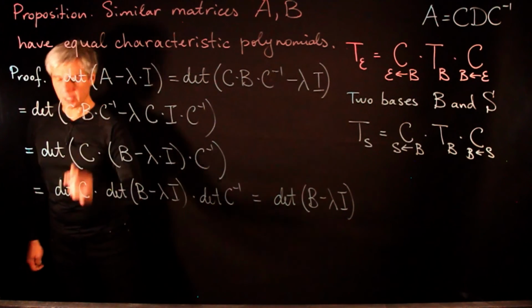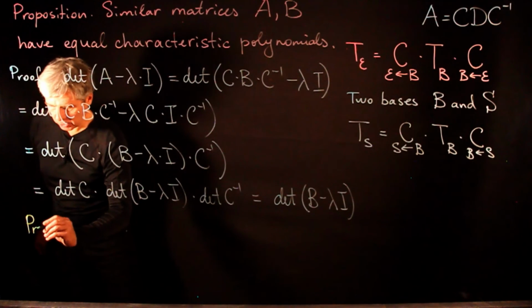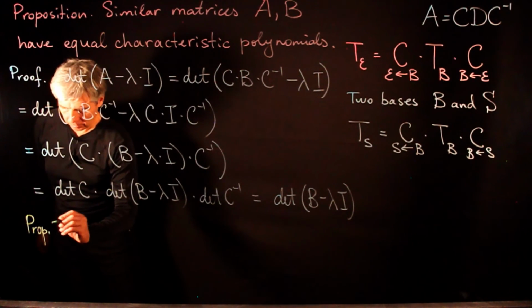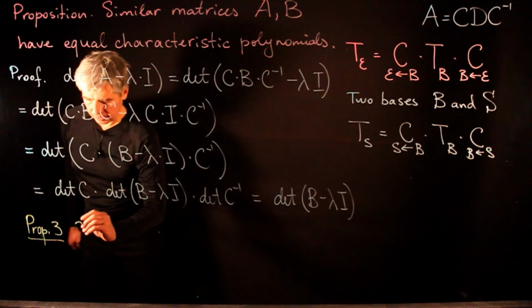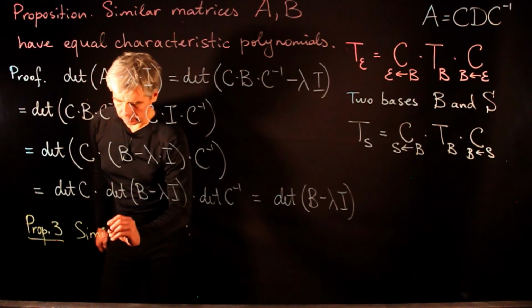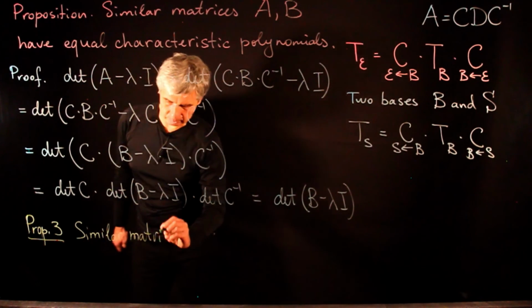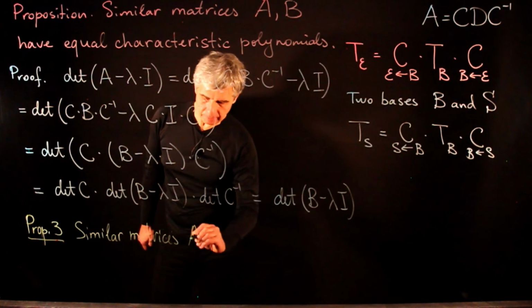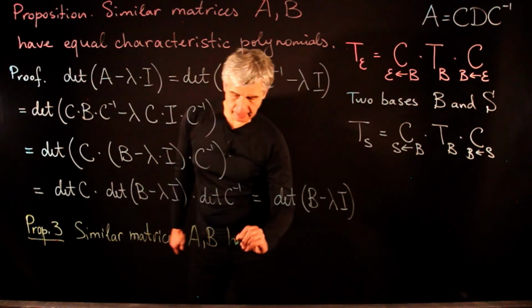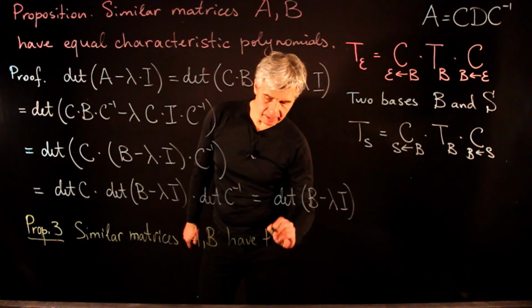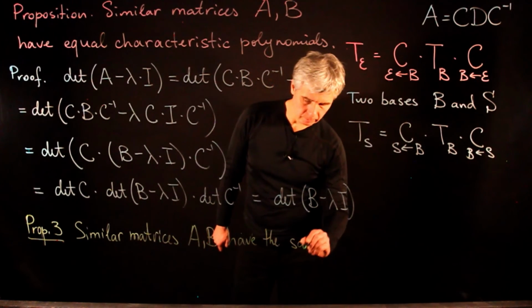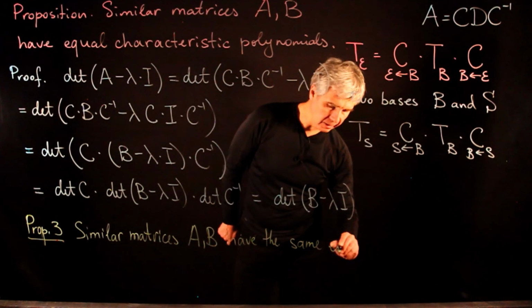As a corollary of this proposition, we get the next proposition 3, that similar matrices A and B have the same eigenvalues.